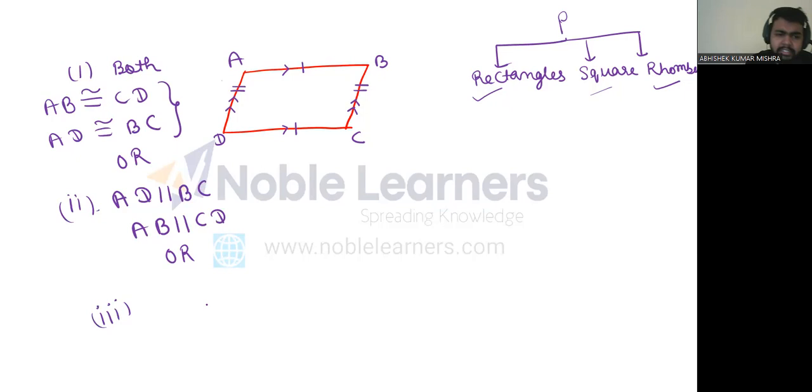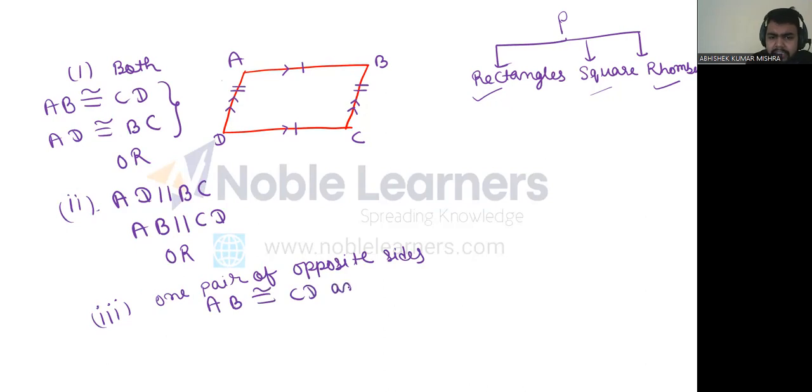The third condition is any one pair of opposite sides, they must be congruent and parallel at the same time. Any one pair I'm saying. So if AB is congruent to CD, and at the same time, if AB is parallel to CD, then my given quadrilateral will become a parallelogram.